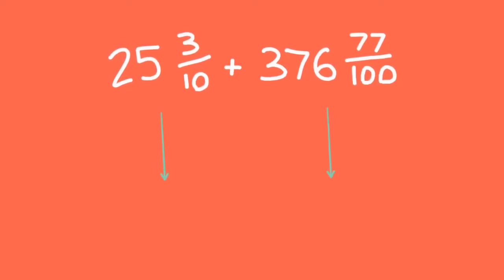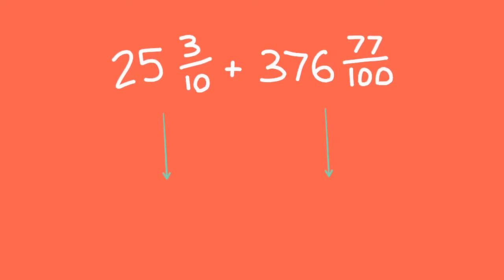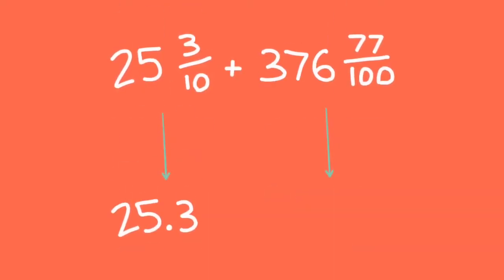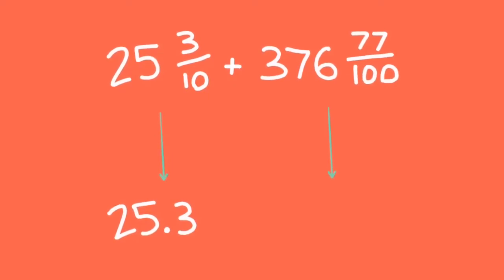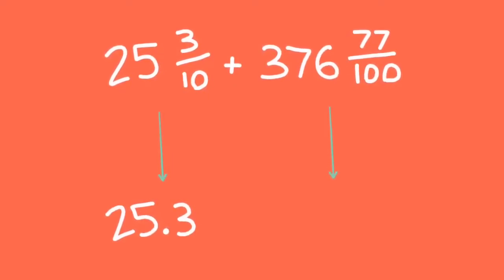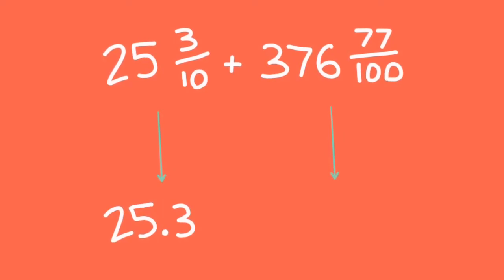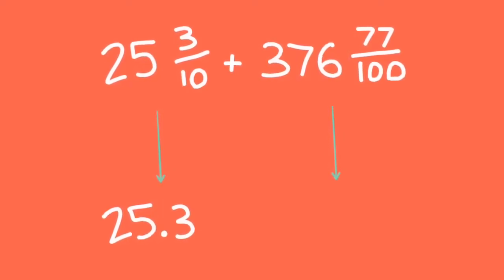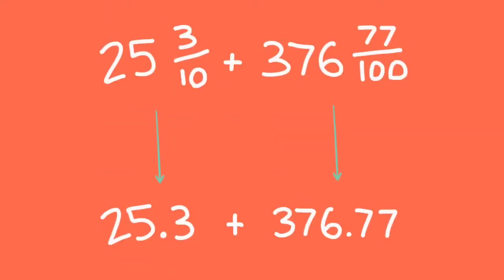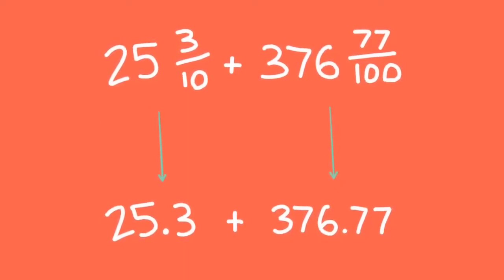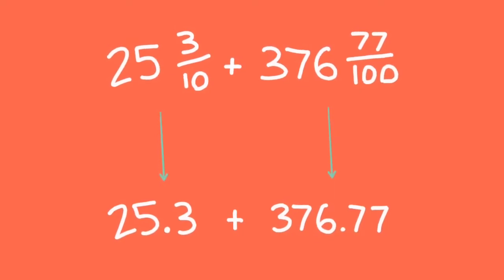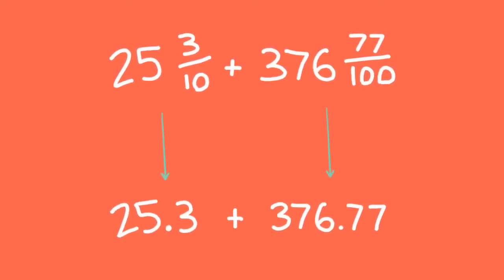What is that? 25 and 3/10. I know how to write that. Here's 25 and 3/10. I have a 3 in the tenths place. That was easy. What about the other number? 376 and 77 hundredths. What would that be as a decimal? I know what that is. 376 and 77 hundredths is 376 and 77 in the hundredths place. So there we go. And now we just need to add them.